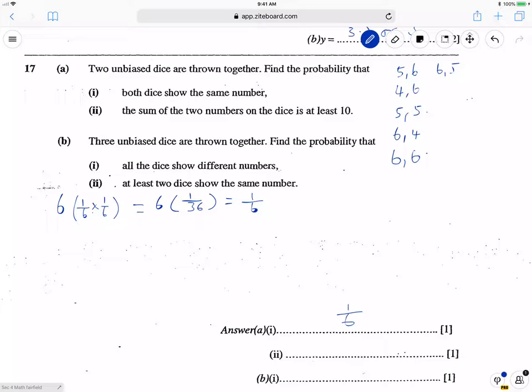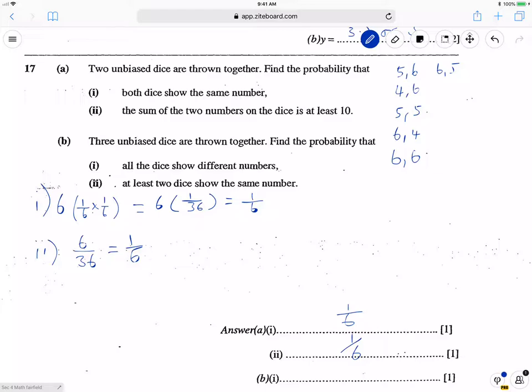You understand what I'm talking about? There are 36 possible pairs. So here we have 6 of them. So once again, the answer is 6 out of 36. So it equals 1 over 6. 1 over 6 again, right?